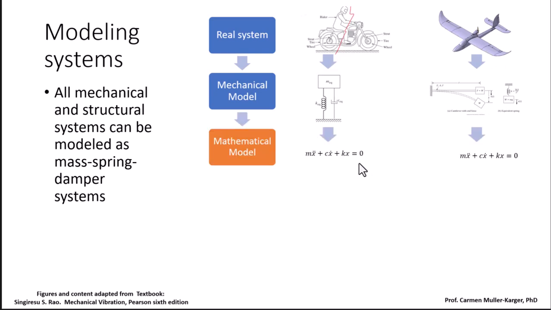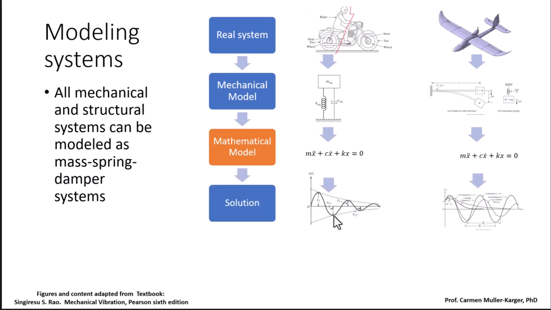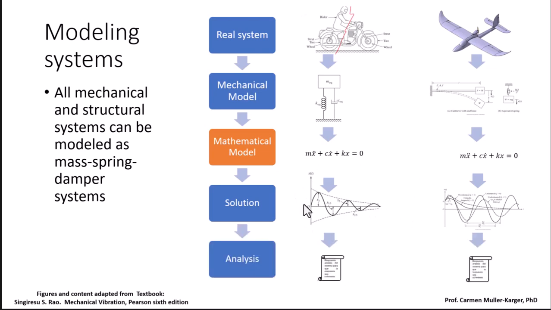Today we will cover how to get the mathematical model of this mechanical system. Once we get the mathematical model, which is a second-order differential equation, we will work on solving that differential equation to get a response, and finally do the analysis of this response. When we do the analysis, we will determine if our system behaves as the real system. So today we will concentrate on getting the equation of motion.